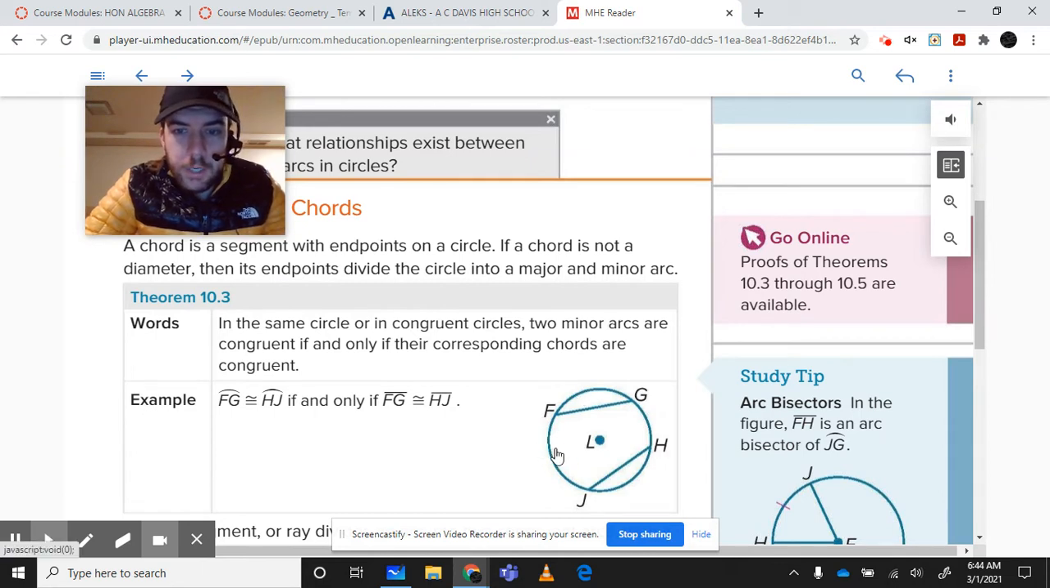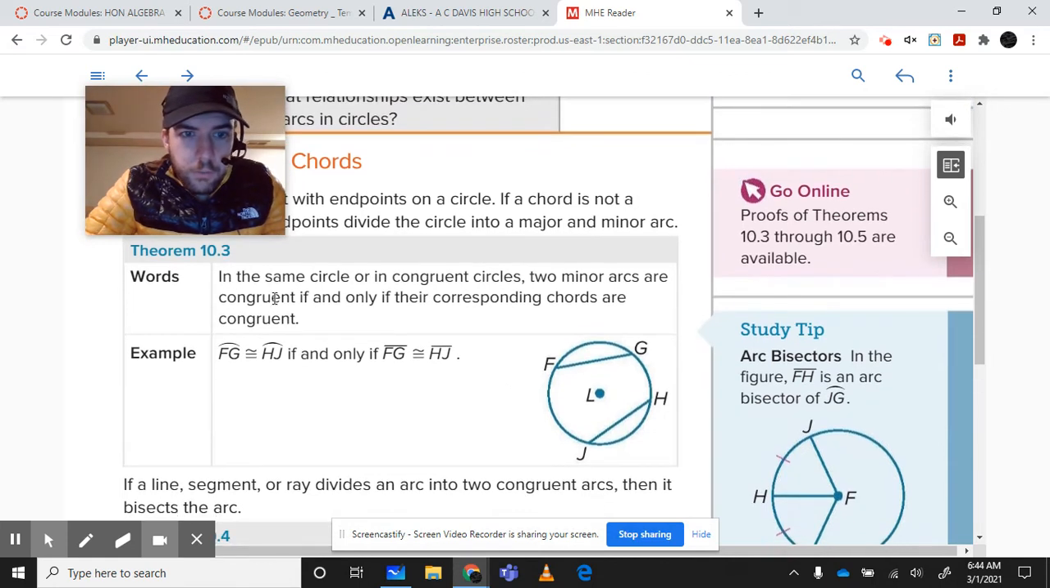Now, if your chord is a diameter, if it goes straight through the center and crosses the circle all the way at its widest point, then you wouldn't get a minor and a major arc. You'd get two arcs that were the same size because you cut it in half in the middle. So they're saying if a chord is not a diameter, then its endpoints will divide the circle into a major and minor arc, like we see in this picture, focusing on how the chord FG divides up this circle.